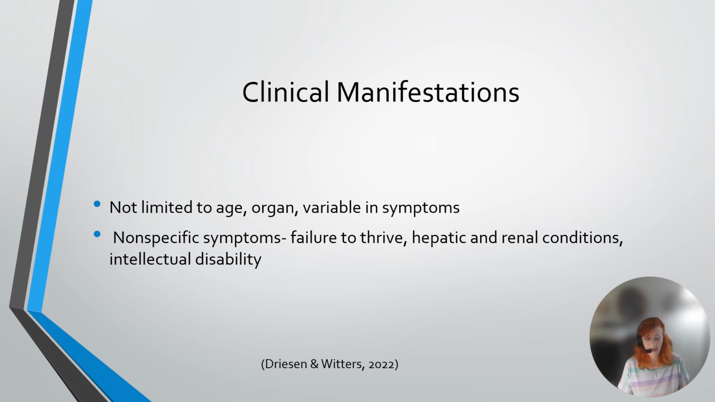All right, so again, it's going to be very variable depending on which enzyme is defective within the cycle. So it's non-specific, but one of the biggest things is failure to thrive. And because of that urea cycle and that buildup of ammonia, the liver is going to be highly affected. So you're going to have those hepatic and renal conditions that may be your first signs that something's not right.